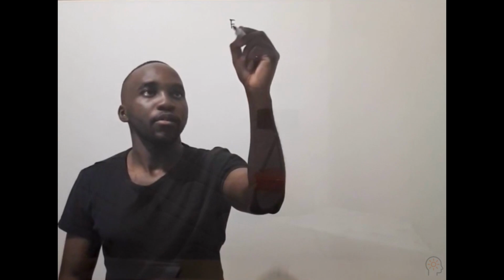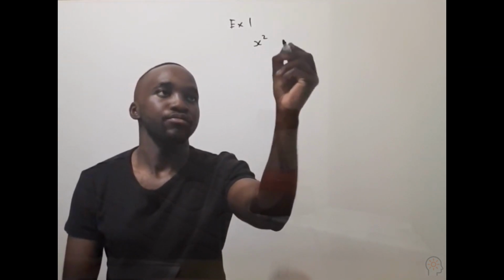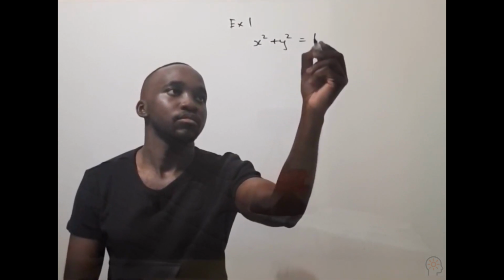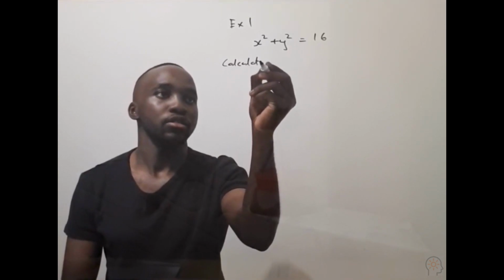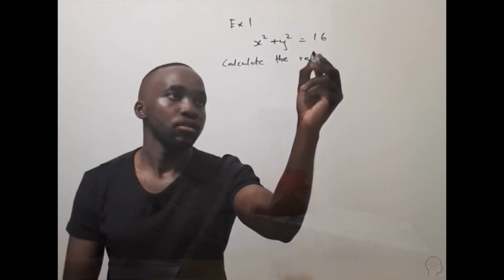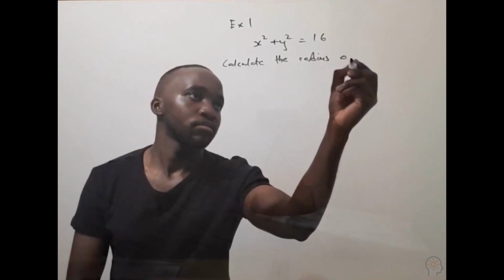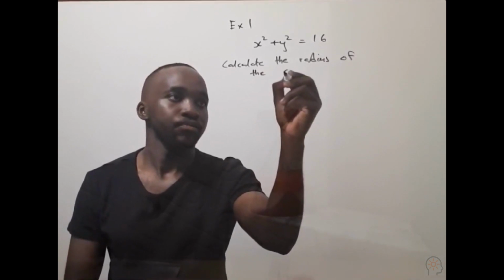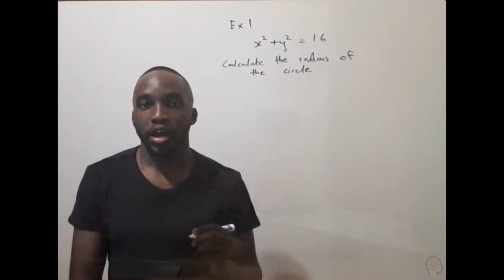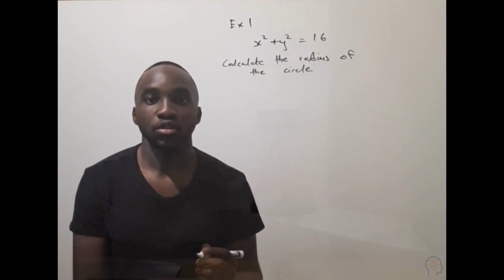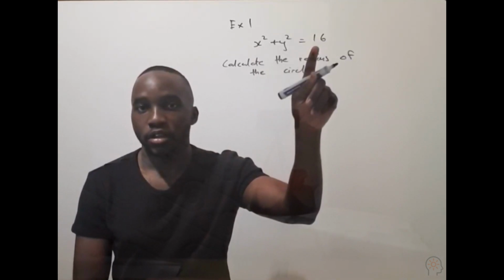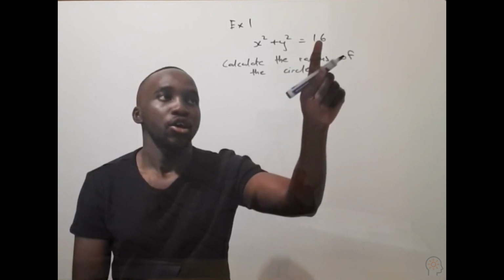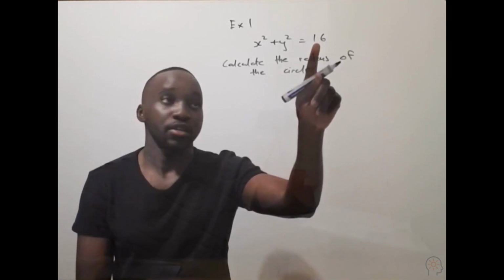To start off, we know that if we're given an equation like so, our question could ask us to calculate the radius of the circle. Now, if we're asked to calculate the radius of the circle, we always want to keep in mind one thing first. The first thing is: is your equation in standard form? If it is, then you want to go ahead and look at this value here.